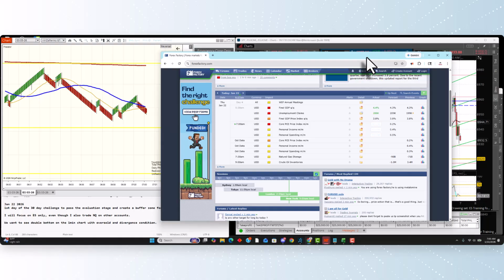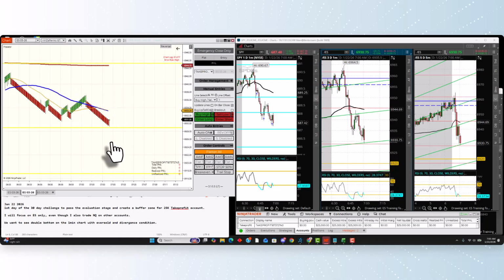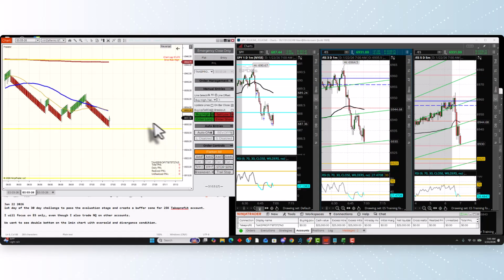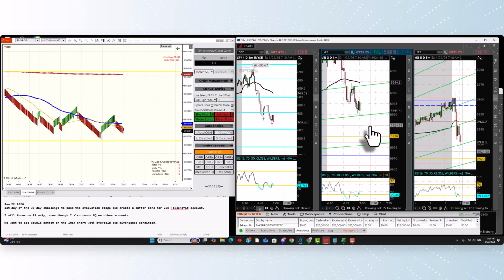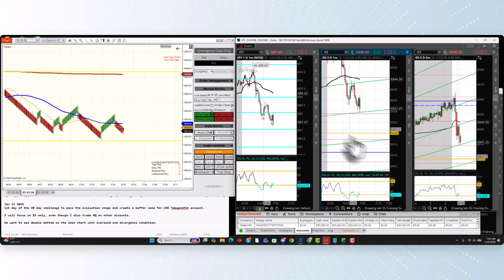This thing is going to move like crazy now. Okay. Look at how it came down and touched the angle right there. See if this is going to hold. If not, then we've got Globex open, the next level and angle.